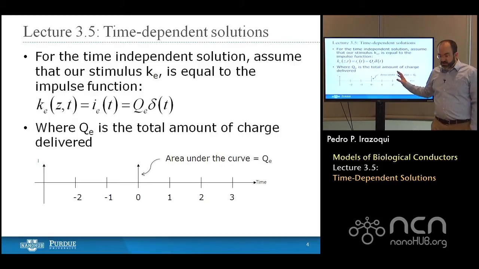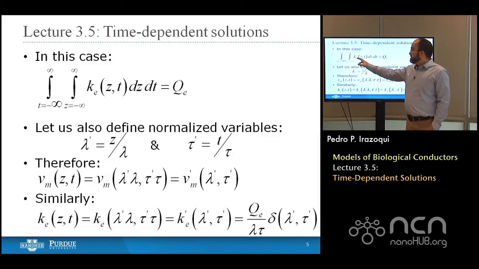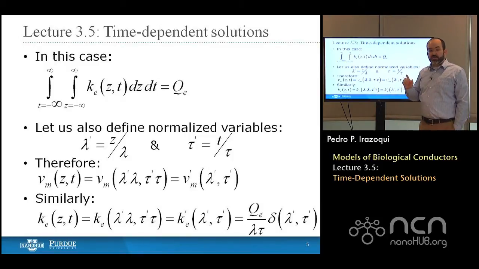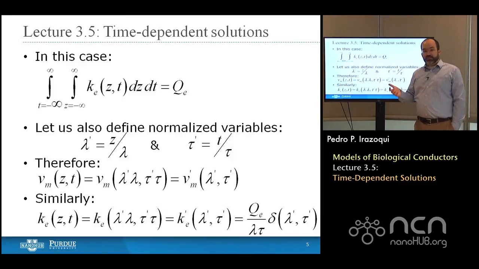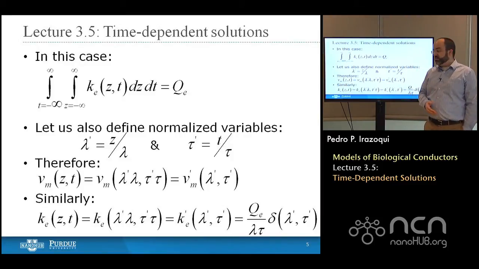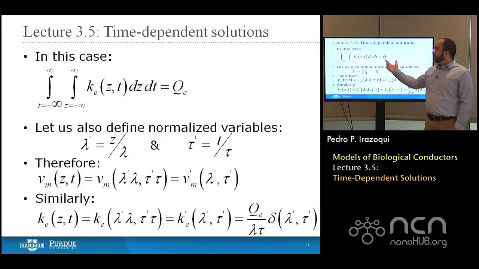Okay, so in this case, we can take the second integral of the membrane current that's applied, the electrode current that's applied per unit length. So Ke is equal to Qe times the impulse function, and the impulse function is over space and time, and it has a value at space equals 0, z equals 0, time equals 0. So if we integrate it over all z and over all t, we end up with just the total charge Qe.